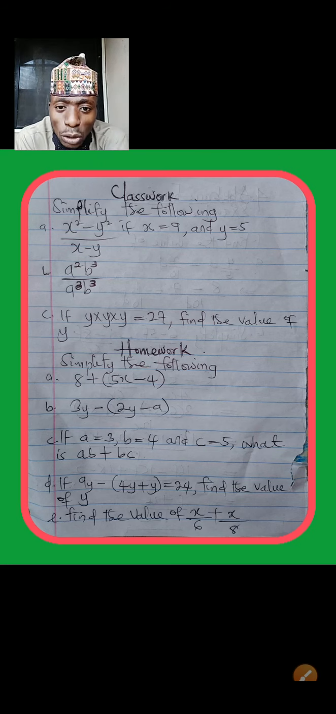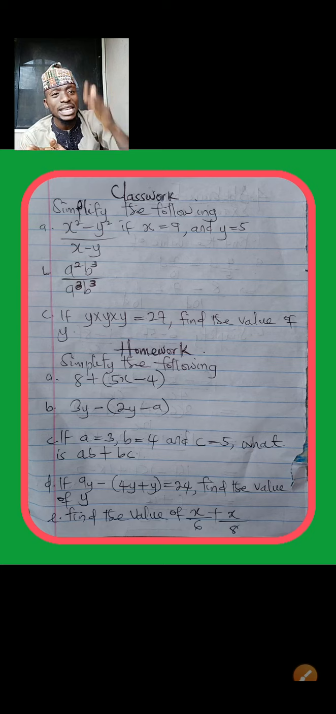The third one: y times y times y is equal to 27. Find the value of y. You know how to multiply. If a times a times a is a cubed, and a cubed is equal to 8, you take the cube root of both sides.